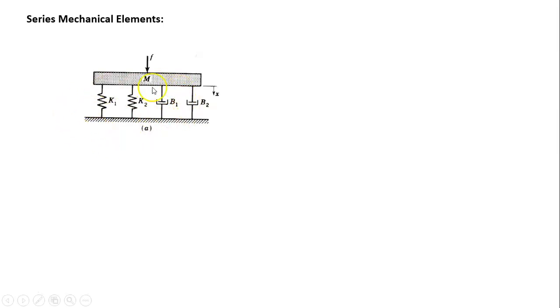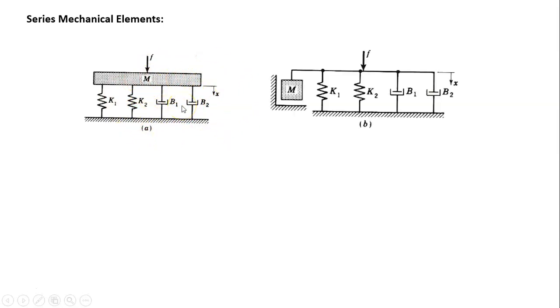Now we can replace this diagram by another diagram. How do we replace it? This is diagram B. It is the same as diagram A, but how do we construct it? First of all, draw a horizontal line, that is the X line. Then draw a second horizontal line, that is the ground line.